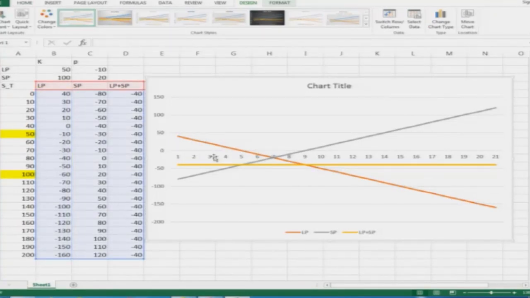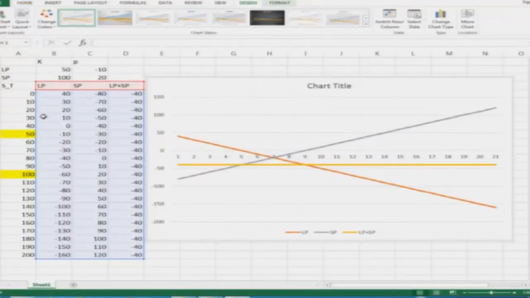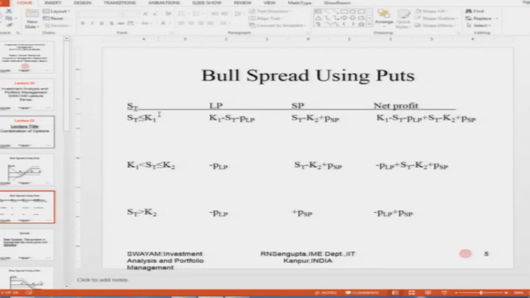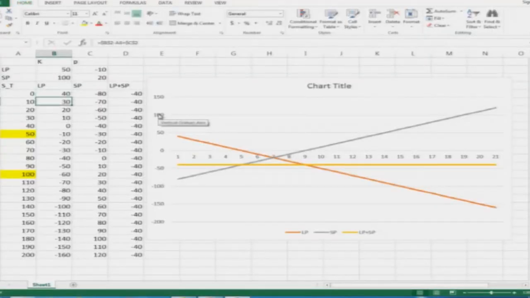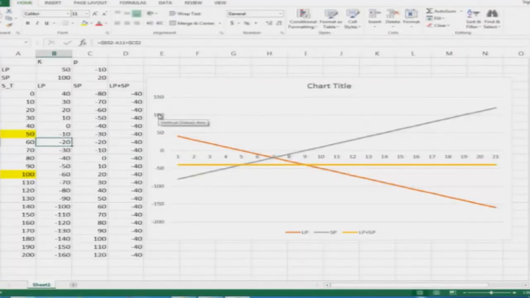I've misjudged a few examples. Wait, I should write the formula, it will be easy, sorry. So, for the case till price is less than K1, and this would be basically the price. So, my apologies, I will just correct it.